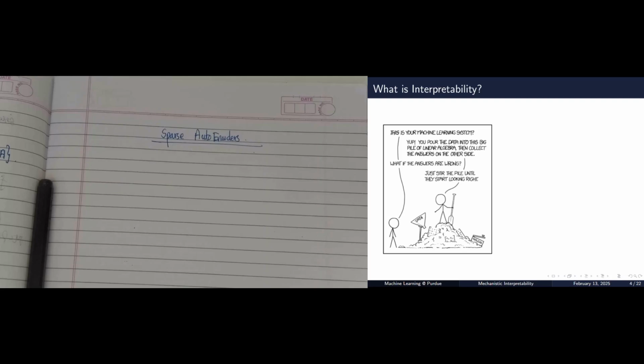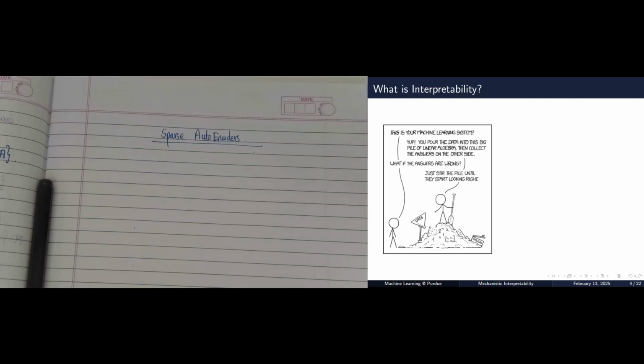Background and intuition. My favorite way to introduce interpretability is through this slide. I think I've spoken about interpretability a bunch of times and introduced this one in every single presentation, regardless of whether this is like MLI Purdue or not, right? We have a comic. This is XKCD 1838. There is a person standing on a pile of linear algebra and a person to the left that is going, "This is your machine learning system."